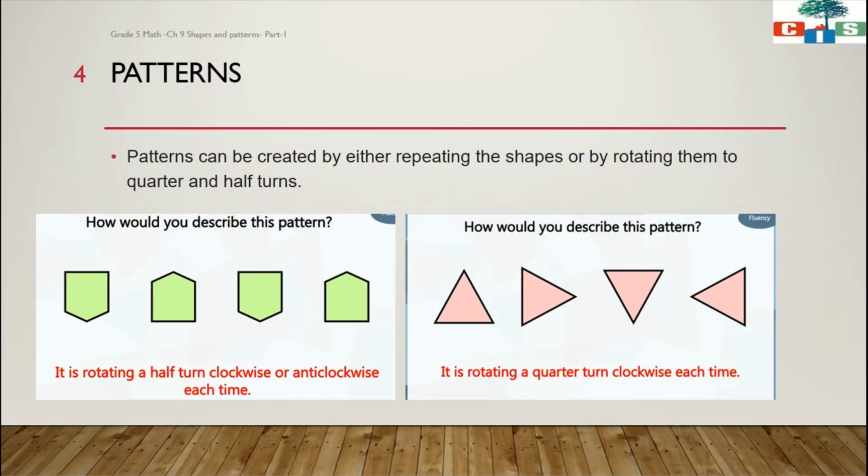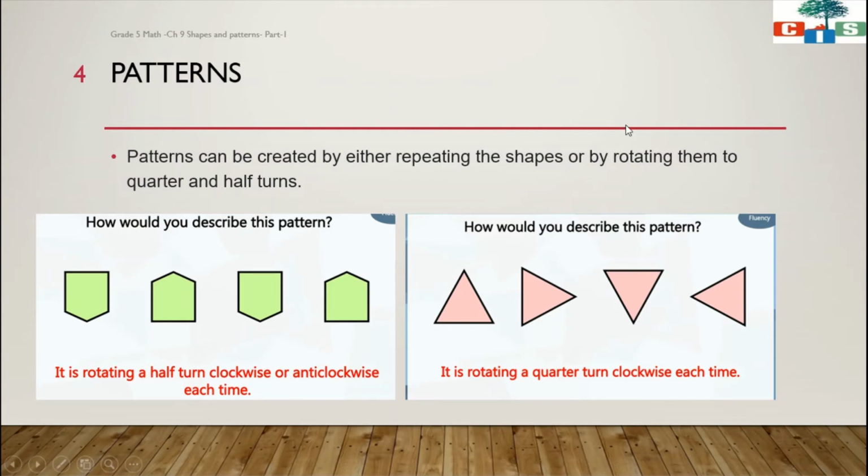So a pattern is a series or sequence that repeats after regular intervals. Now how can it be created, how can it be formed, we will see that. Patterns can be created by either repeating the shape or by rotating it to quarter turns or half turns. We can repeat the pattern by just rotating it to quarter turns or half turns.